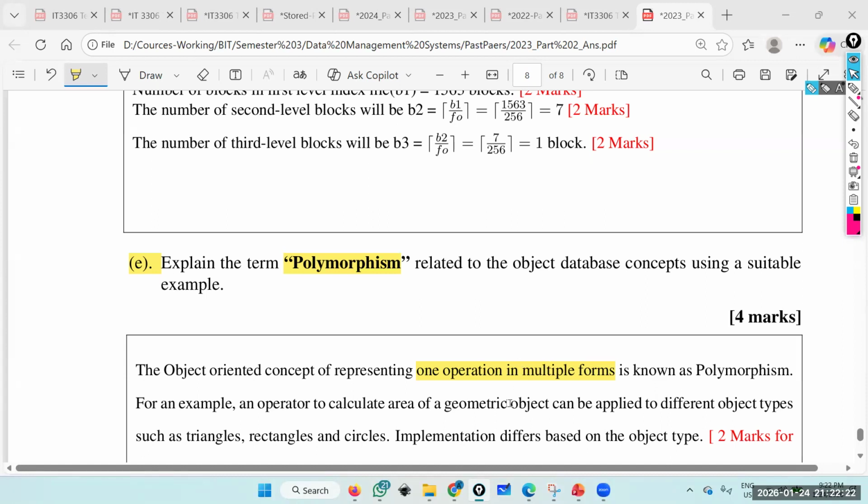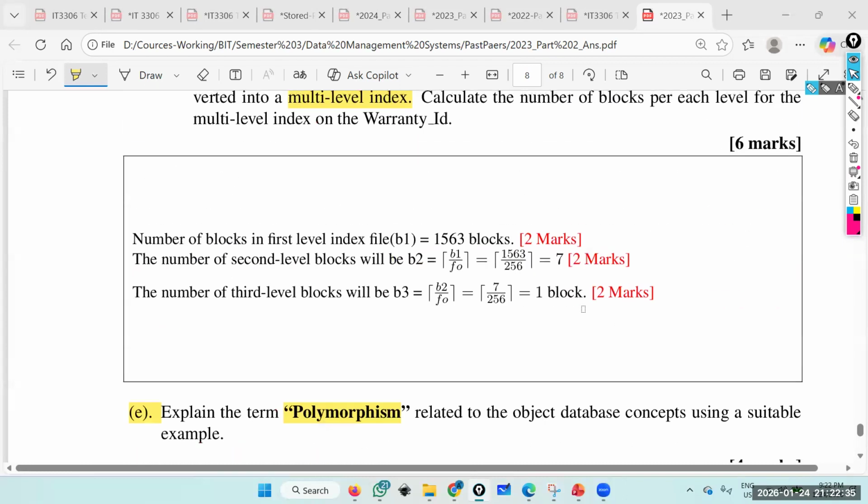So this is overriding polymorphism. Maybe you can explain both. Overloading polymorphism and overriding polymorphism. Okay. Right. So that's it.